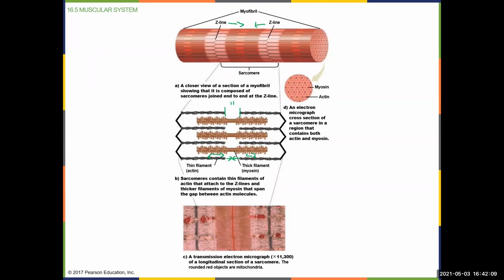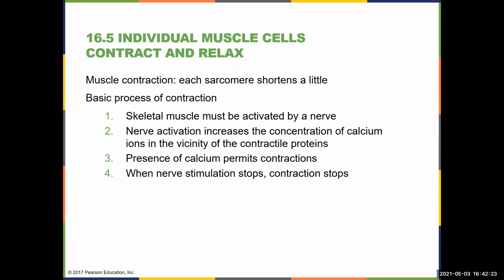And so if we look at a cross section, that's what this image here is. You can see the big myosin proteins that are surrounded by those thin actin proteins, okay? And so for a muscle contraction, each sarcomere is just shortening a little bit. And when you add all of those up, it leads to a big movement in the muscles.